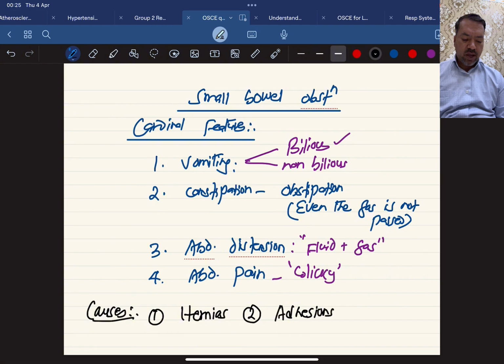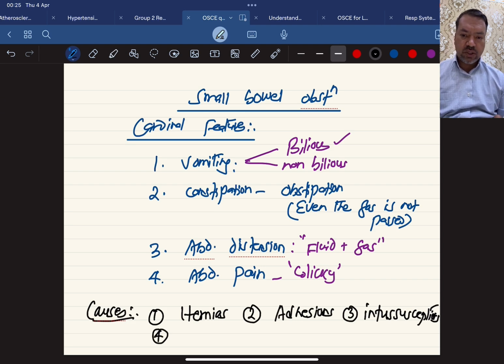Adhesion means prior surgeries have been done there, so after the surgery there will be formation of some fibrosis inside the abdominal cavity. They can result in adhesions, which can cause bowel obstruction. Then intussusception means the proximal part of the bowel is telescoping into the distal part. Intussusception can result in obstruction and ischemia.